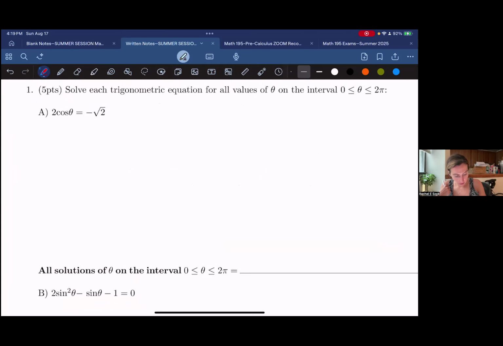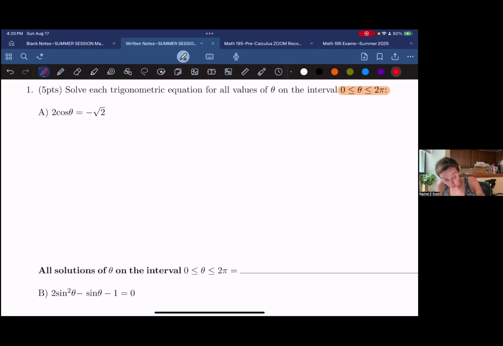So we're asked to solve each trig equation, we're only given one here, for all values of theta along this interval 0 to 2 pi. Anytime we're given an interval, we're in good shape because that means we are going to have definite answers. It's not going to be a general formula where we're representing all the coterminal angles as well.